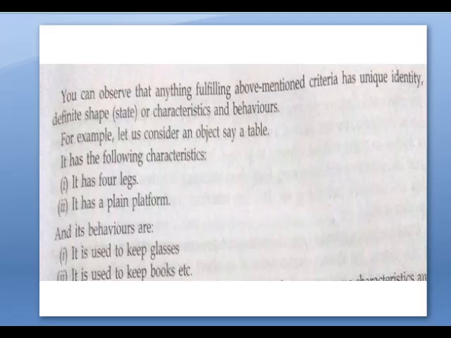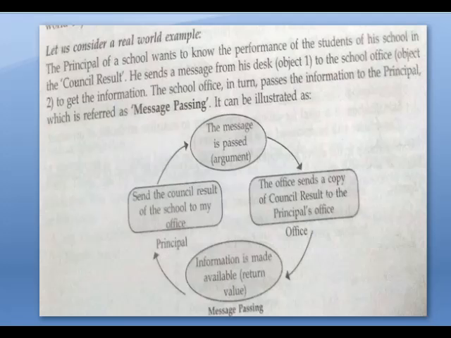Now another example we are going to see. Let us consider a real world example. The principal of a school wants to know the performance of the students of his school in the council result. He sends a message from his desk to the school office. So the principal's desk is object 1 and the school office is object 2. To get the information, the school office in turn passes the information to the principal, which is referred to as message passing. It can be illustrated as follows.